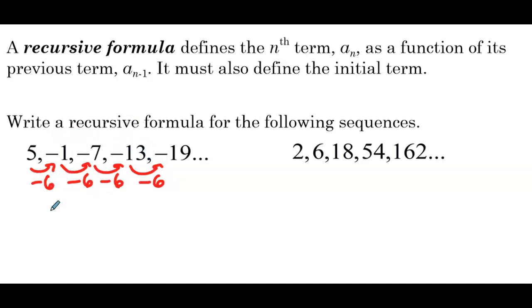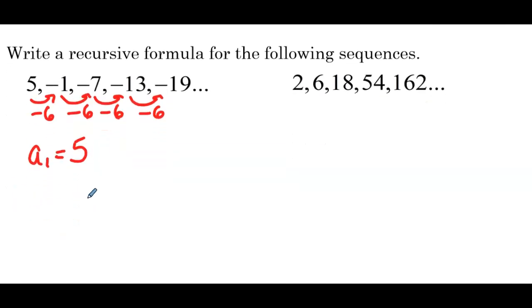So the recursive formula, first thing, need that starting value, the initial term. So a sub 1 is equal to 5. Now we need to define a sub n in terms of the term before it.